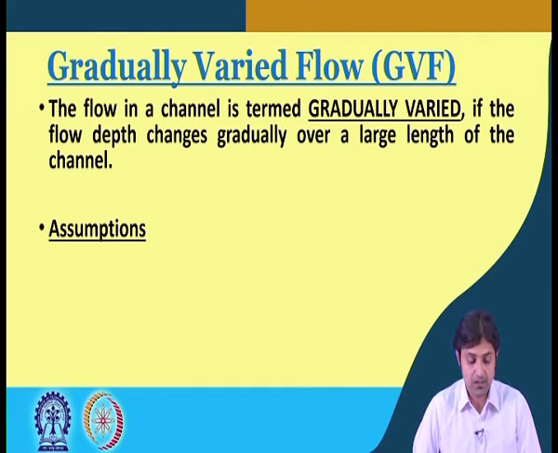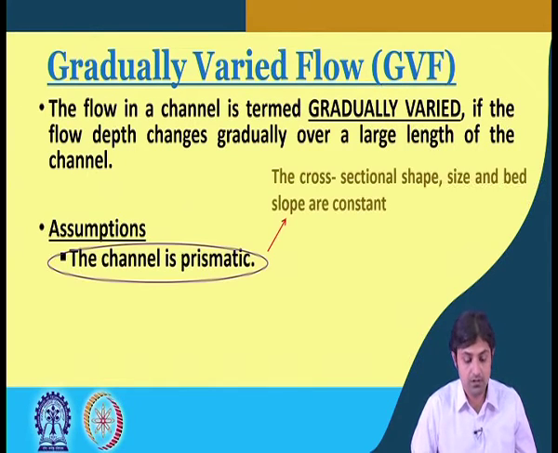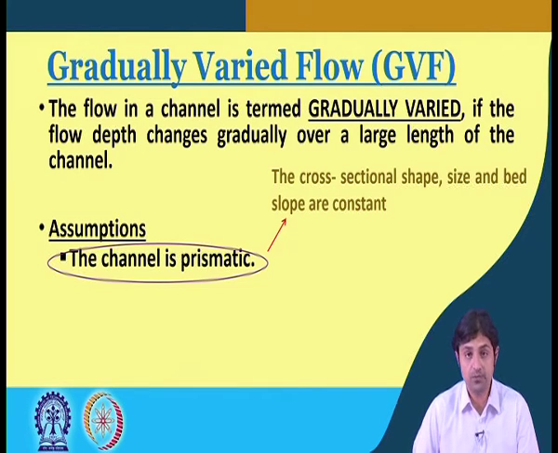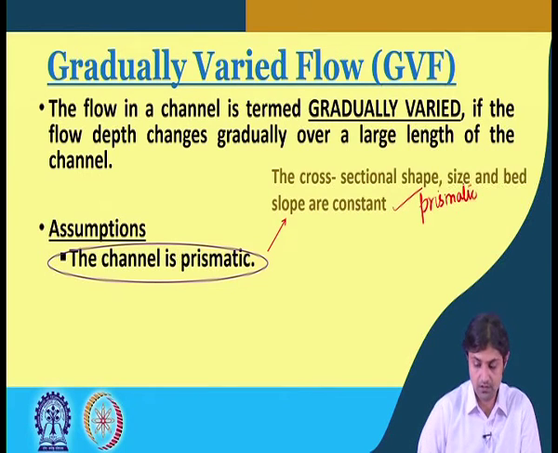So, what are the assumptions behind gradually varied flow? First, that the channel is prismatic. This is the first assumption. What does it mean that the channel is prismatic? That the cross sectional shape, size and the bed slope are constant. So, this is what it means to be prismatic, all right.